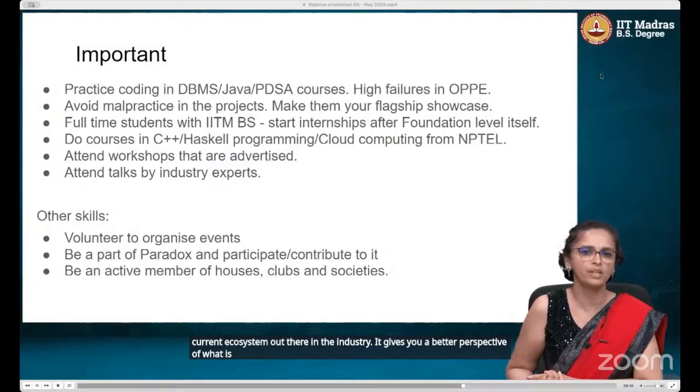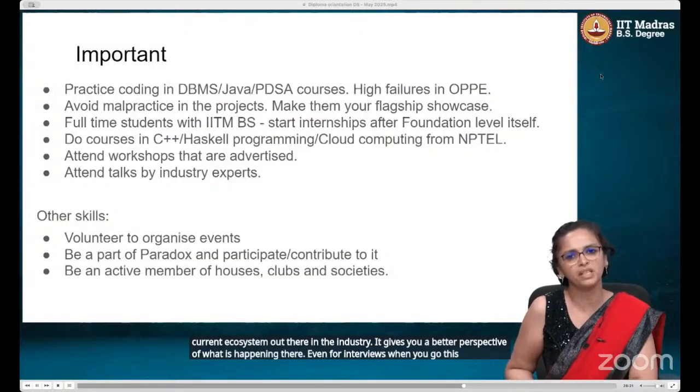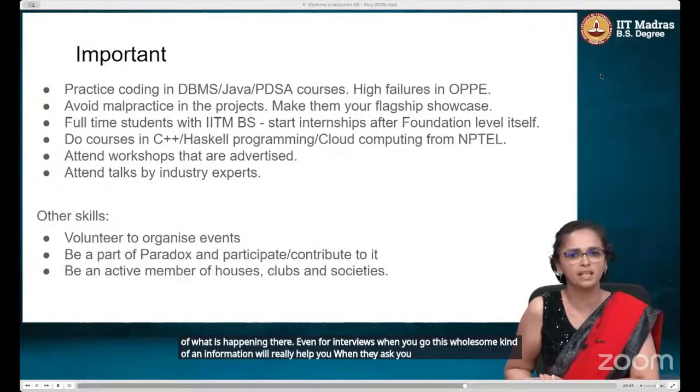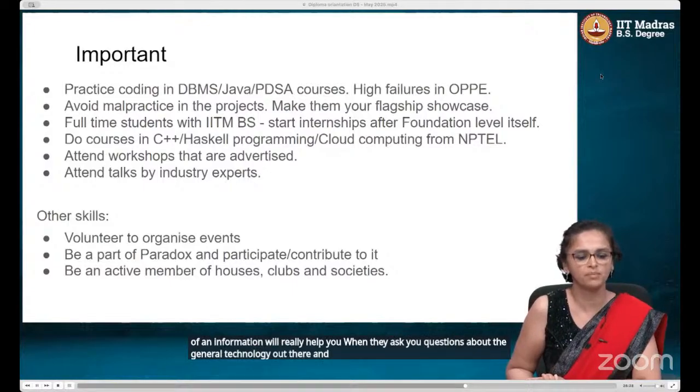Even for interviews, when you go, this wholesome kind of information will really help you when they ask you questions about the general technology out there and so on. So that is something that you have to do.